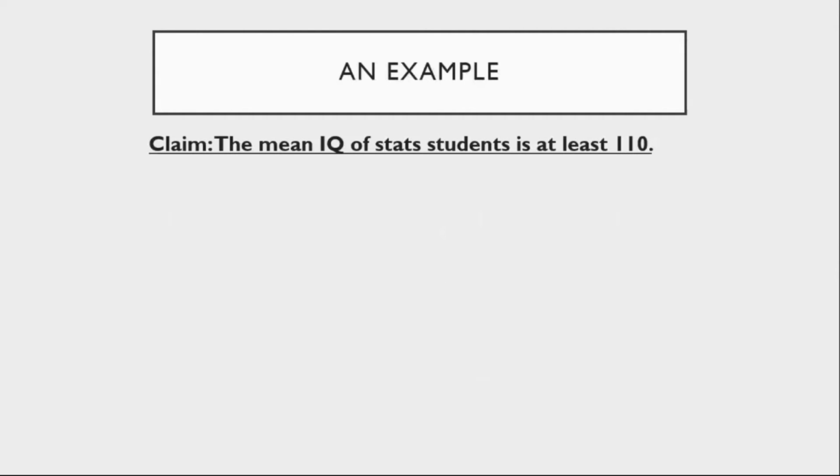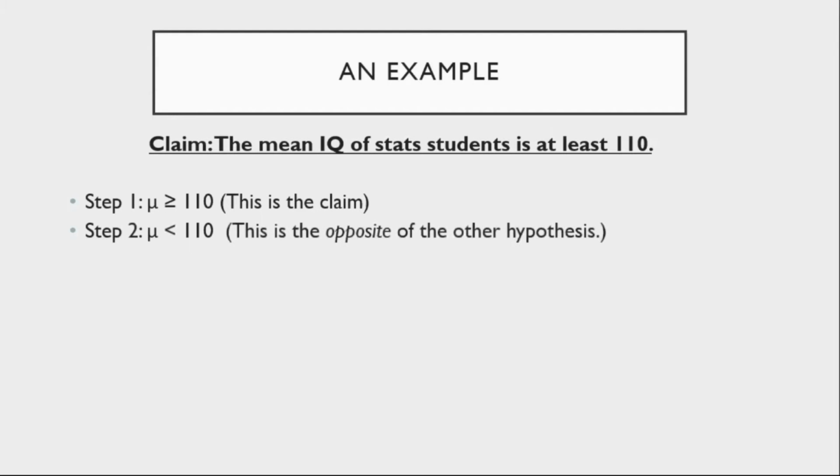So let's run through an example here. Let's say that I have a claim that the mean IQ of stat students is at least 110. Well, one of these claims is clearly that the mean test score for the population of every stat student, that's a parameter, is greater than or equal to 110, right? At least 110. The opposite of that statement would be that the average is less than 110.